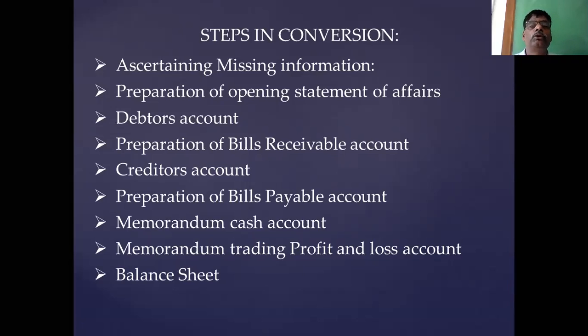First, you have to prepare the opening statement of affairs. First requirement is opening statement of affairs. Second requirement is debtors account. Then bills receivable account, creditors account, bills payable account, cash book, then trading profit and loss account, last balance sheet. Okay. These are the requirements for your conversion of single entry to double entry system.